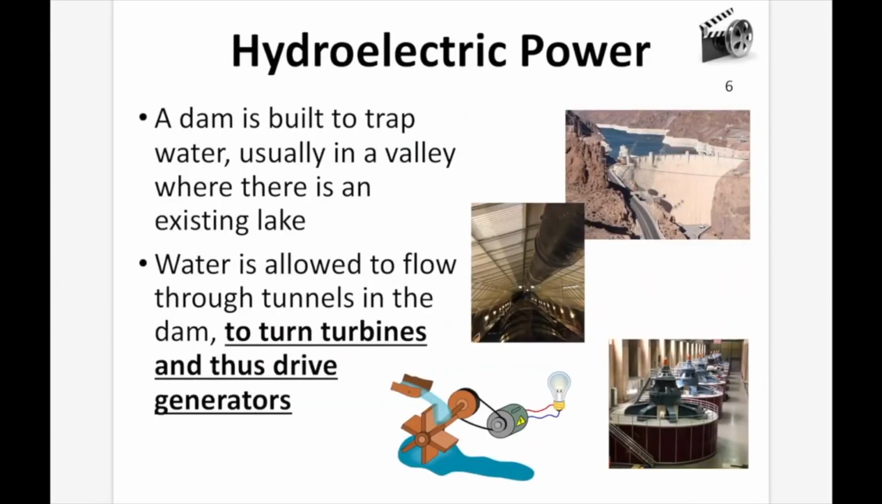So how does this work? Well, a dam is built to trap water, usually in a valley where there's an existing lake. Water is allowed to flow through tunnels in the dam to turn turbines and thus drive the generator, just like we saw with the wind turbines, just like we saw with the nuclear and fossil fuel. All we're trying to do is create that motion of the turbine.